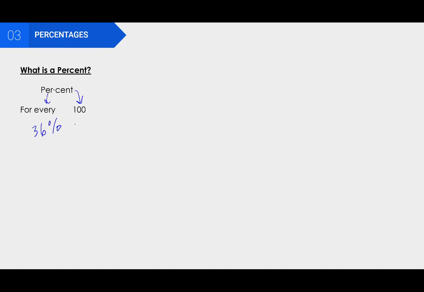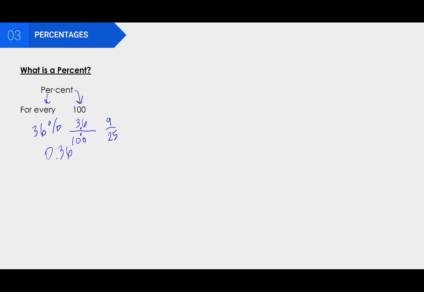Because it's for every 100, we can also write it as a fraction, 36 over 100, and of course we could simplify that by dividing and getting down to 9/25ths. Also, if you think about that as division, right? 36 divided by 100, we could also say that is 0.36 or 36 hundredths.